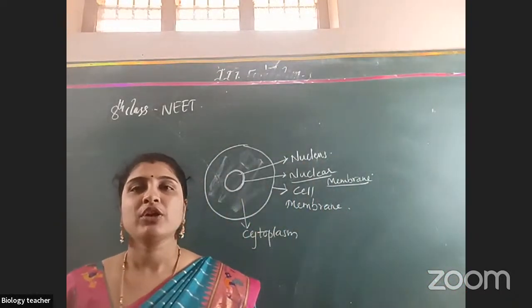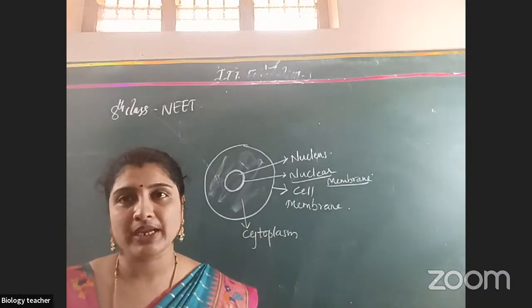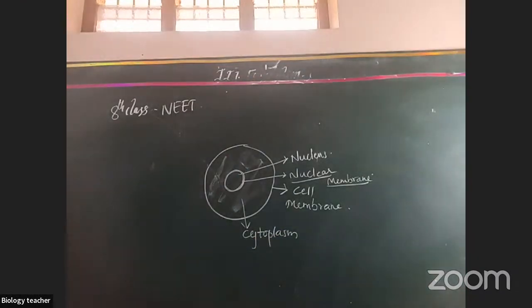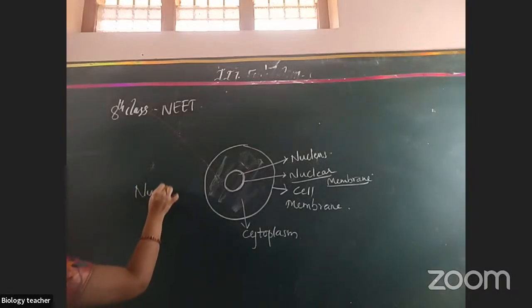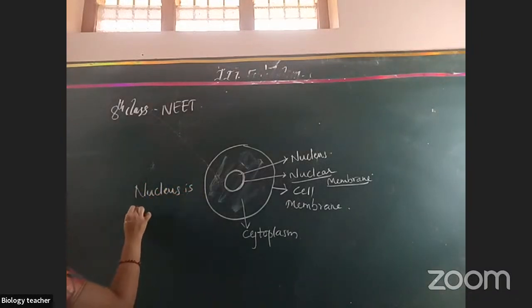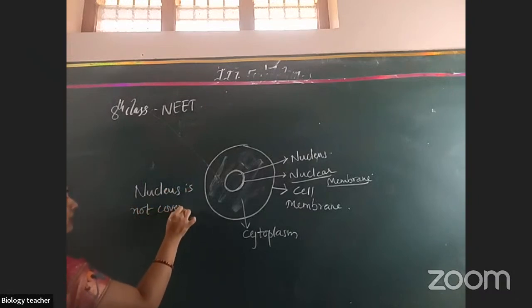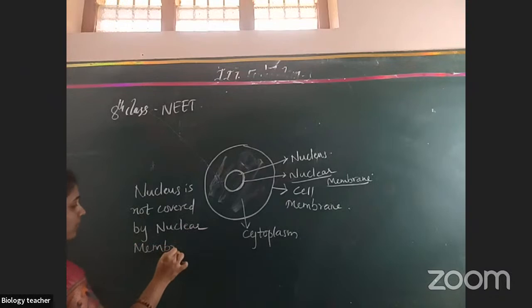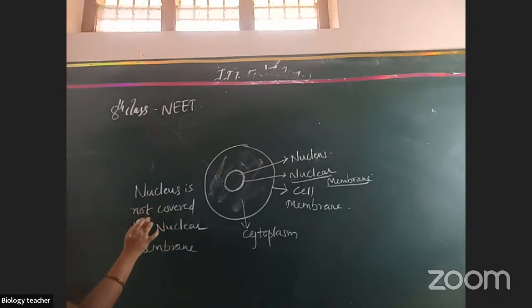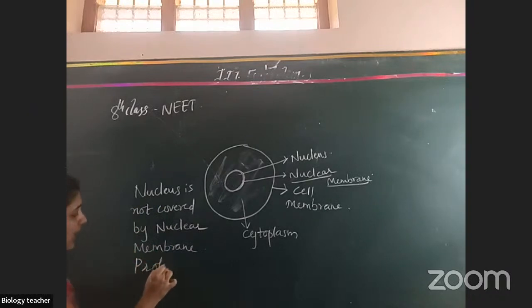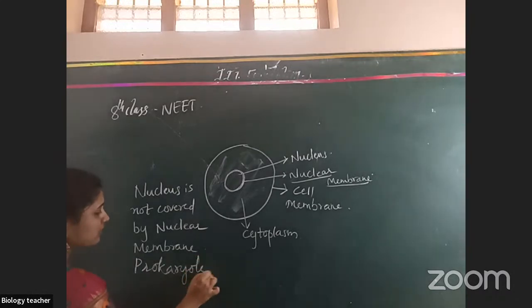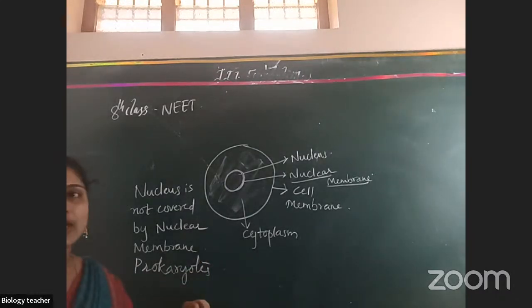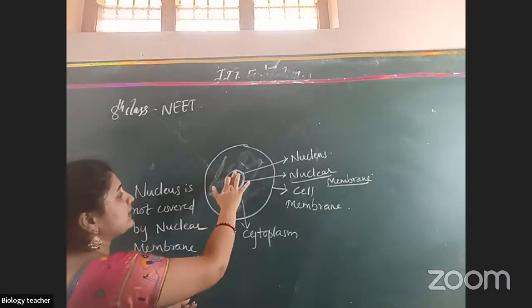But in some living cells, the nucleus is not covered by nuclear membrane. Understand? If the nucleus is not covered by nuclear membrane, then the cells are known as prokaryotes.